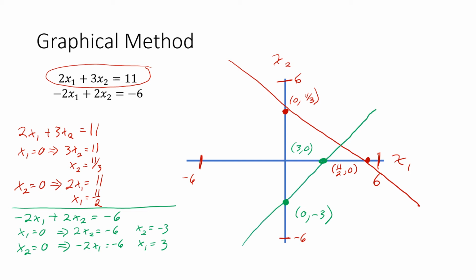I kind of look at this and say, where is the intersection? Intersection is right there. Read off on the chart where it is. That point is (4, 1). So x1 equals 4 and x2 equals 1.